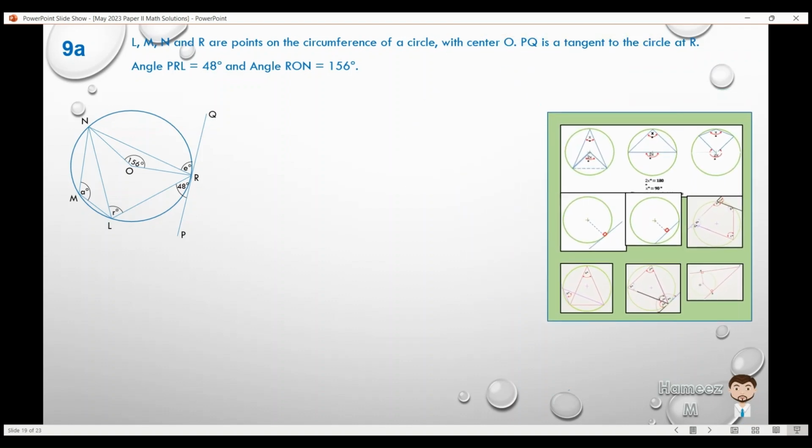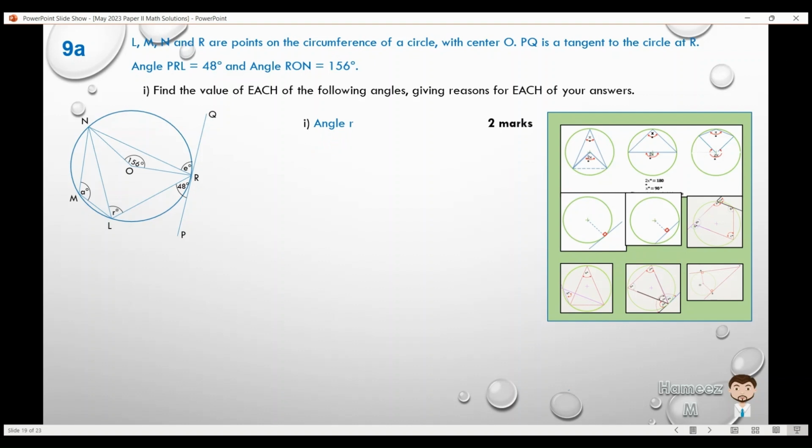So generally when we're doing circle geometry, from our notes, and if you look at our videos on that, there was one video that explained all these rules that was required for our syllabus. And you could look at the playlist to go through all the solutions. We did 10 years of solutions on this. Part 1, find the value of each of the following angles, giving reasons for each of your answers.